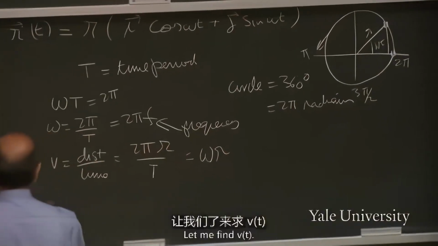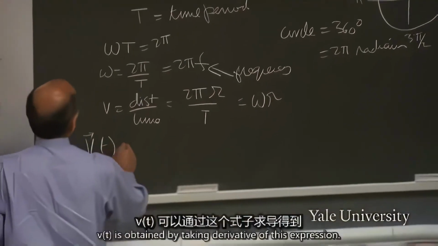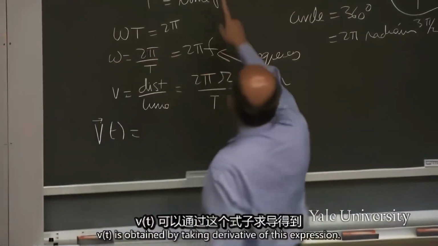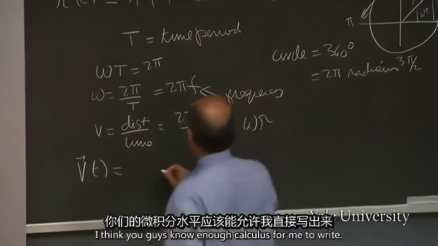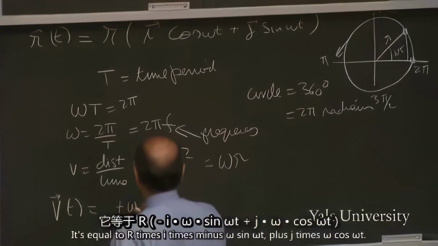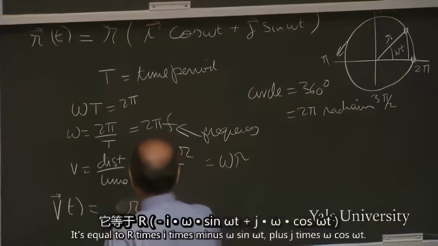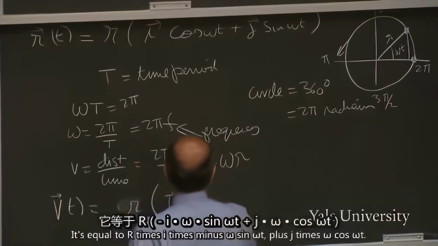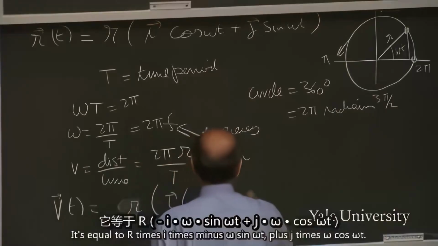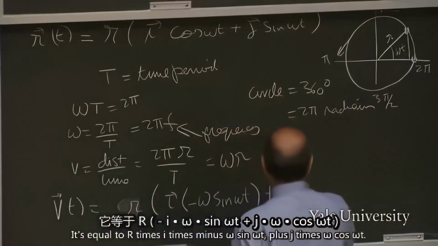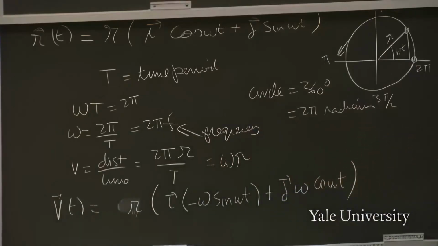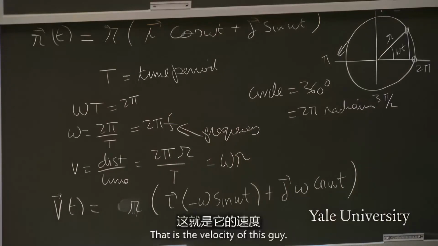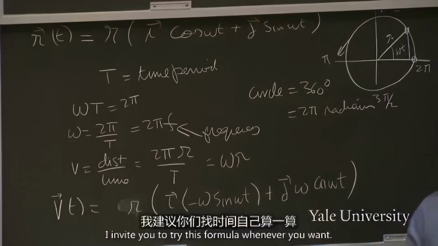Now let me find v of t. v of t is obtained by taking the derivative of this expression. I think you guys know enough calculus for me to write it as r times i times minus omega sine omega t plus j times omega cosine omega t. That is the velocity of this guy, and I invite you to try this formula whenever you want.